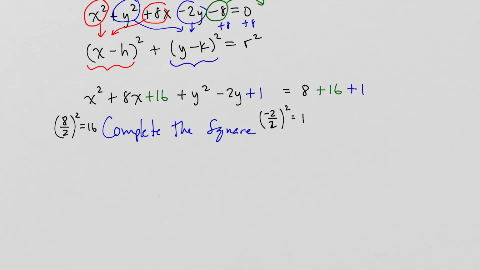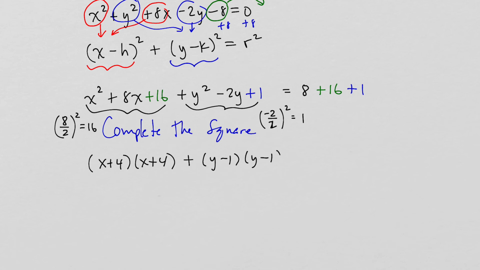Now let's think about what we have. Here we have x squared plus 8x plus 16. If we factor that, we get x plus 4 times x plus 4, plus, and then here we have y squared minus 2y plus 1. Factoring that, we get y minus 1 times y minus 1. And on the other side, we have 25. And so now you can see we have x plus 4 to the second power plus y minus 1 to the second power equals 25.